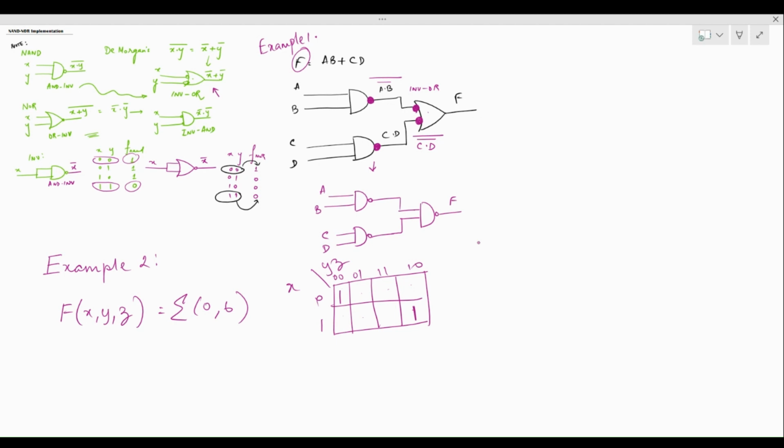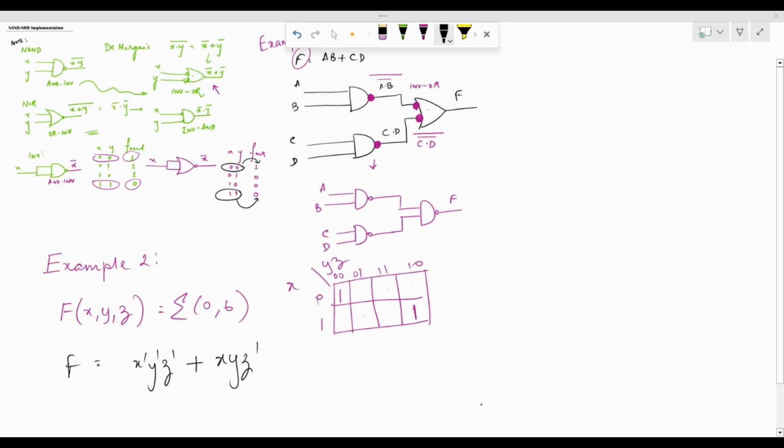Even otherwise, I could write the minterms directly also as x dash, y dash, z dash plus x, y, z dash. So this is f. Now I need to implement this using the NAND gates. When I say NAND, it means that it's going to involve product terms, and therefore if I have the expression in the SOP form, it will be easy for me to convert it into the NAND implementation. So right now I have it in the SOP form, so no worries.